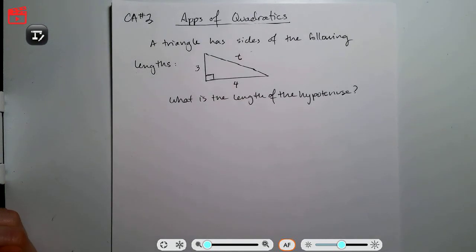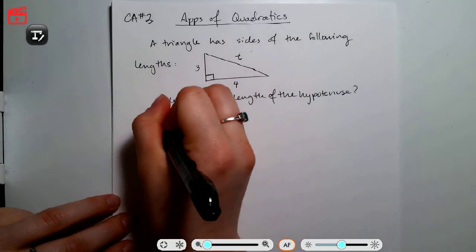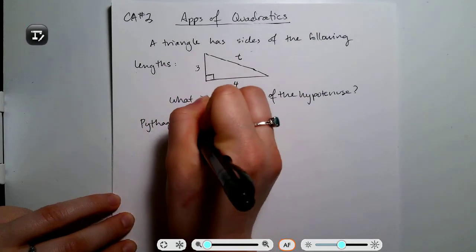So for a word problem, remember, we're going to need an equation. So do we know an equation that has to do with right triangles? Is there a famous equation that has to do with right triangles? Maybe you're kind of remembering it starts with a P. The Pythagorean? Yeah, the Pythagorean theorem.